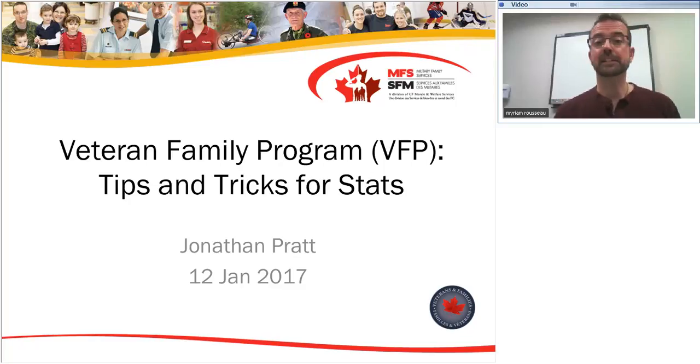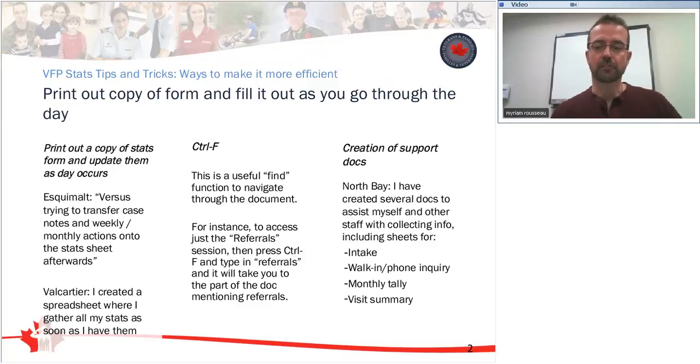I've broken it down the same way as I broke down the email about tips and tricks. The first slide is about ways to make it more efficient in terms of gathering the stats for the Veteran Family Program. All of these slides follow the same format: at the top in light blue you've got the title, basically the topic, and then in large font below that you've got the key message.